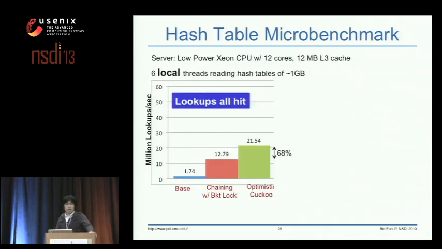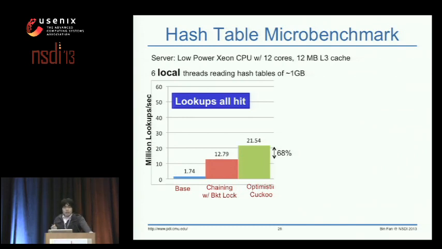Let me talk about our evaluation. Here, we compare against the baseline, which is the chaining hash table used by default in Memcached with a global lock, and we micro-benchmark the hash table performance. Notice this is just hash table performance. So we have multiple threads generating queries to the hash table locally, linked into the hash table statically.